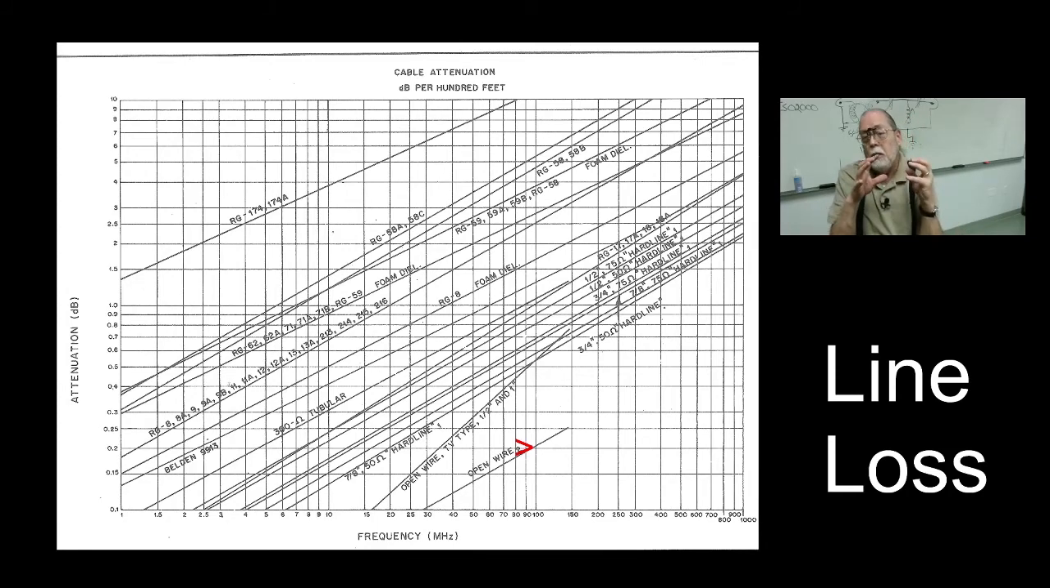Okay? But different types of plastic also make a big difference. Again, this is more important on the VHF and UHF bands.